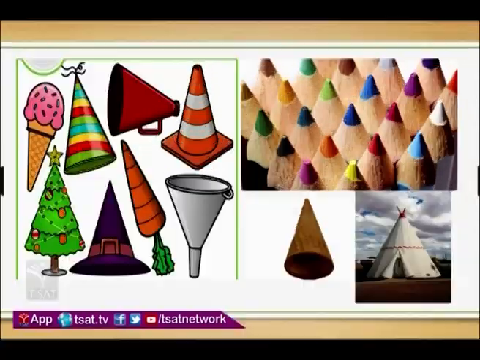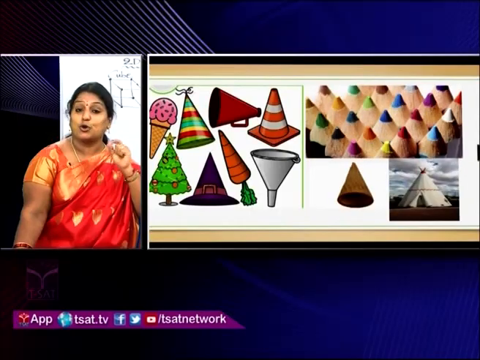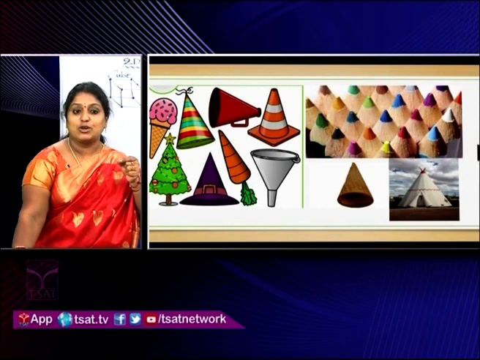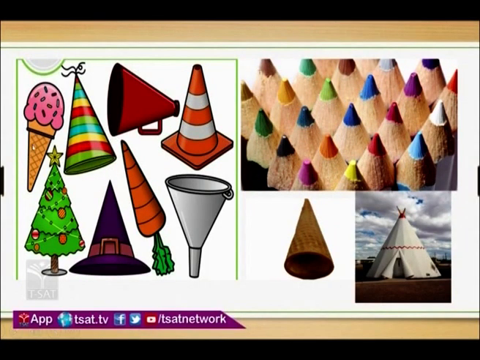Now, next image, you see better. Generally every time we use the words, I want to eat a cone ice cream. Whenever we are specifying the ice cream, sometimes we mention cone ice cream. What does it indicate? That ice cream which contains the conical shape at the bottom. And we will see conical shapes in a birthday cap, Christmas tree, caution stand, conical mic, conical filler, conical types of fruits. And if you see the ends of the pencils, they look like a conical shape.